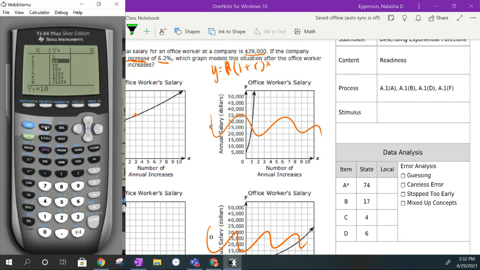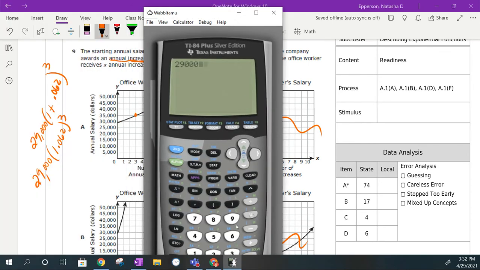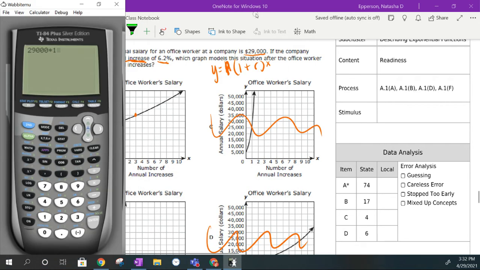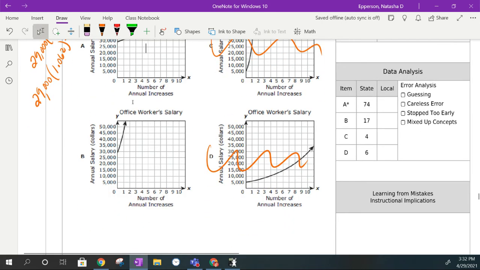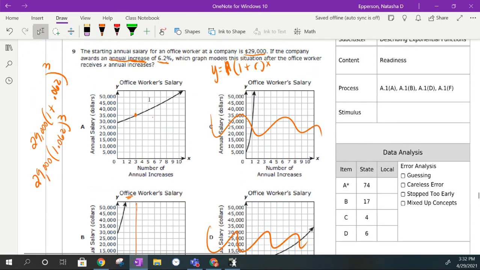So when I put that in my calculator, 29,000 times 1.062 to the power of 3, that's going to give me 34,000. If I go to 3 years, that's too high. It doesn't work for the equation that we just wrote. But this gives me a number really close to a round estimate of 35,000. So our answer has to be A.